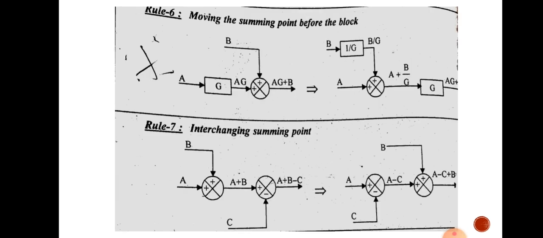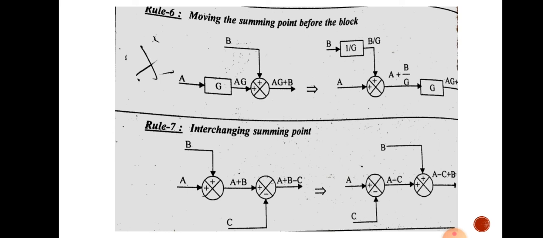and the next rule is moving the summing point before the block. So the block is given, A is given to G, and after that block there is a summing point. So AG is going to one end and B is the other input. So the output of the summer will be AG plus B. And we have to move that summing point before the block, but the output should be the same. So we have to make changes in the gain values. So the summing point will come before the gain block G.